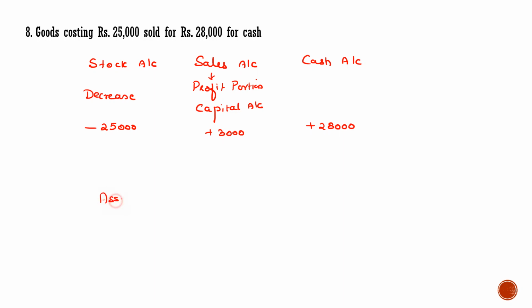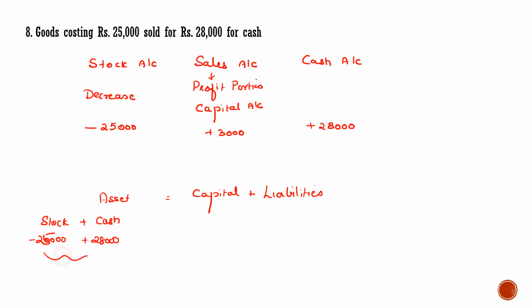So if you see here, assets equal capital plus liabilities is the basic accounting equation. On the asset side, you have stock, which is decreasing by 25,000, and you have the cash, which is increasing by 28,000. So net effect is how much? An increase of 3,000. And here you find your capital is involved, where you have the profit portion, which we are adding, which is 3,000. Now, do you see how the accounting equation still holds good? So this is how you prepare the accounting equation.